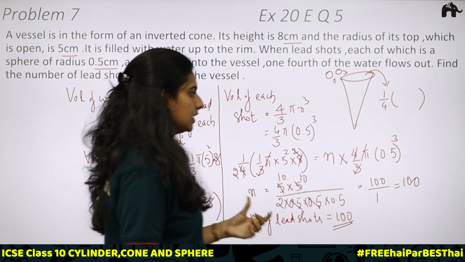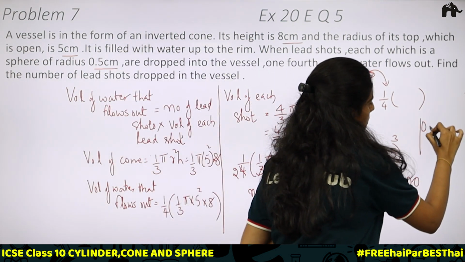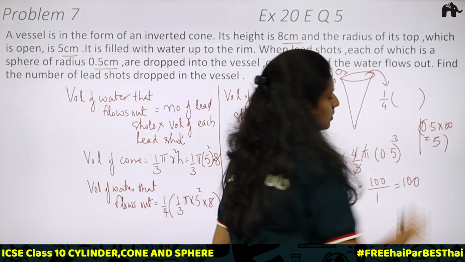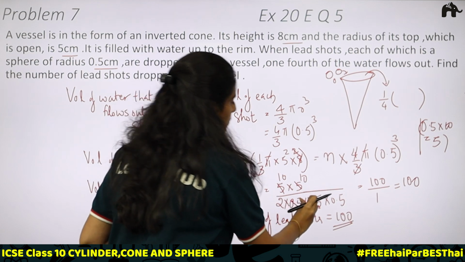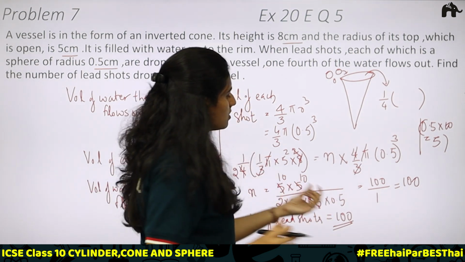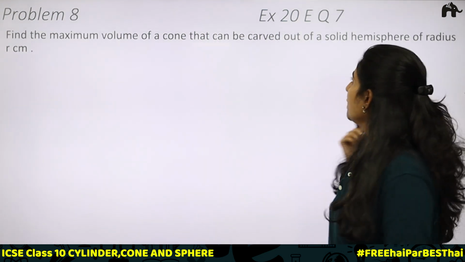Clear? Understood? Is this calculation clear? We have 0.5 into 10 is equal to 5. If you want, you can put the decimals. That is, you can remove the decimals by multiplying with 100 on the numerator and denominator. Next, problem number 8.